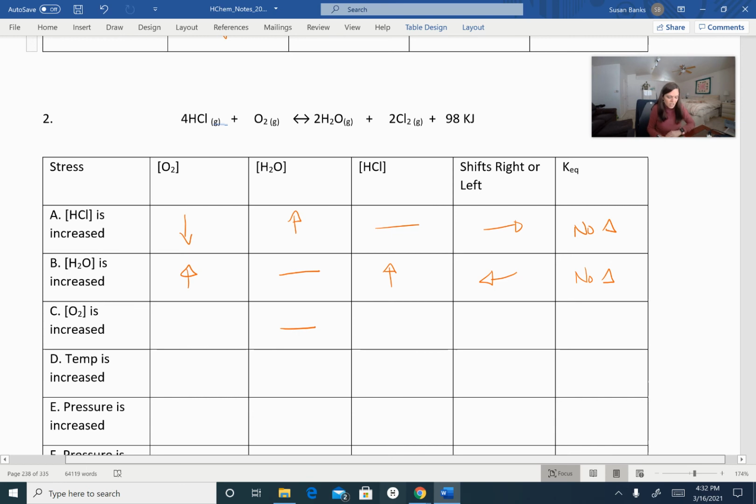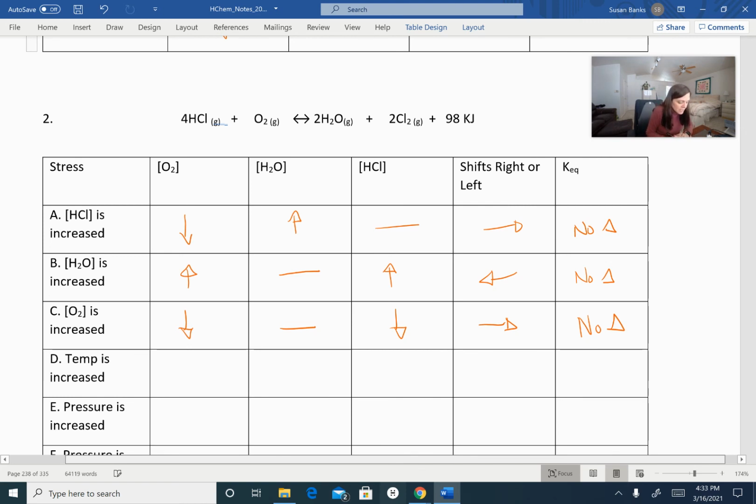Okay, oxygen's increased. So we're not going to worry about the oxygen. Because we're not changing the temperature, we are not changing the equilibrium constant. So oxygen is a reactant. So if it's increased, that means we're going to make more products. We're going to shift right. Okay, and if we shift right, that means our hydrochloric acid is going to go down. It means our concentration of oxygen is also going to go down.